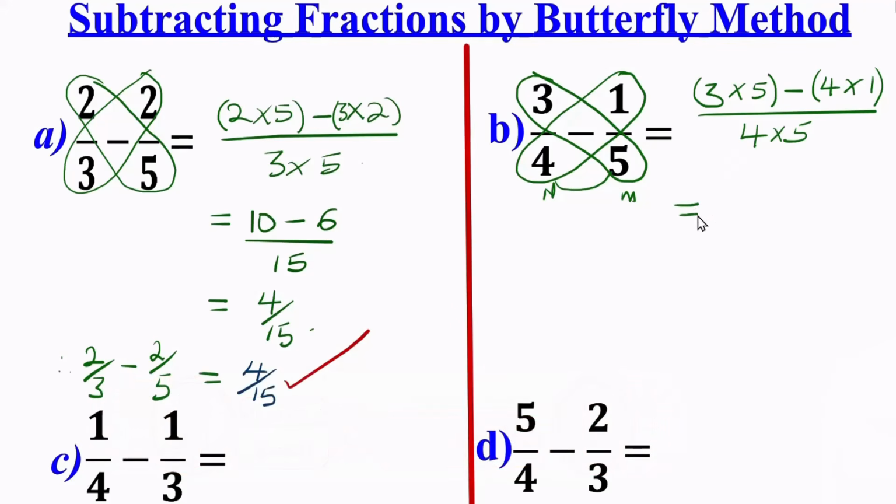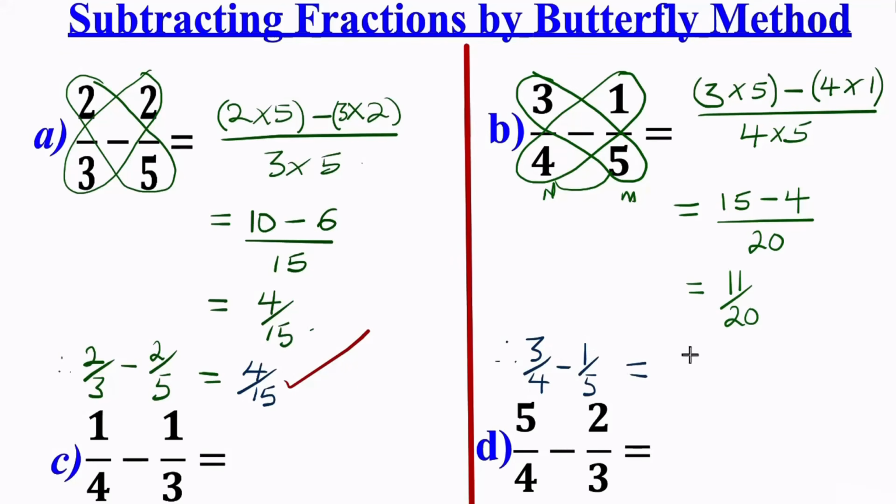As we simplify, the next step: we have 3 multiplied by 5, which is 15, then minus 4 multiplied by 1, which gives us 4, the whole of it divided by 4 multiplied by 5, which is 20. As we continue simplifying, 15 take away 4 gives us 11, divided by 20. As we conclude, 3 divided by 4 minus 1 divided by 5 simply equals 11 divided by 20. So this becomes our correct answer for part B.